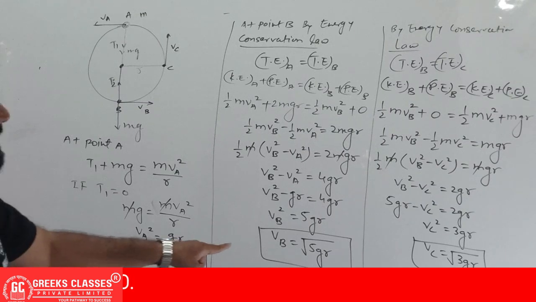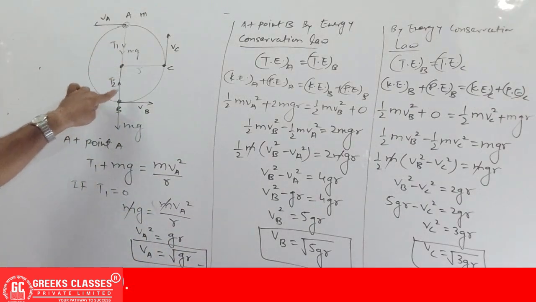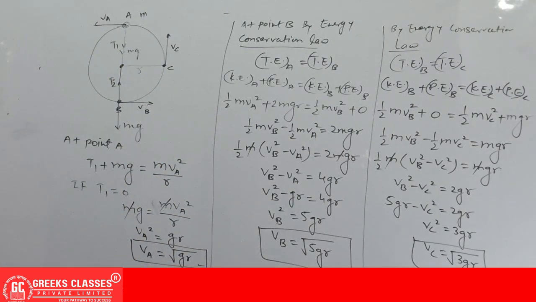So these are the minimum velocities at the top point, at the bottom point, at the midpoint for vertical circular motion. Okay, so note it down.